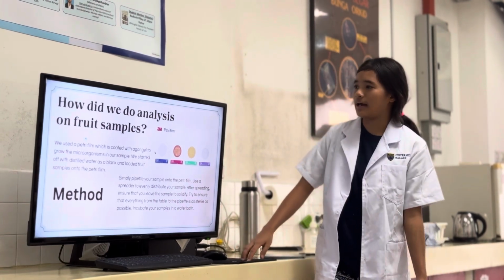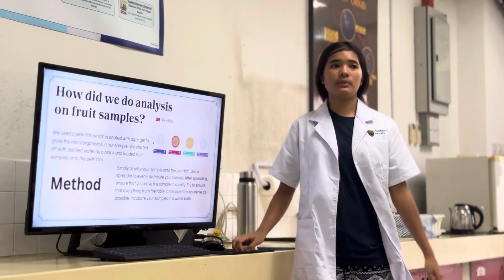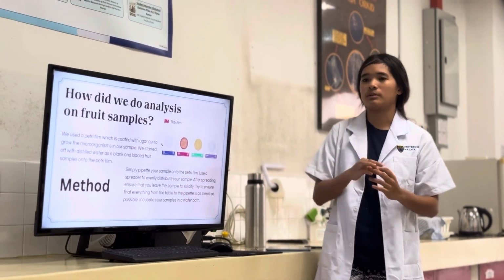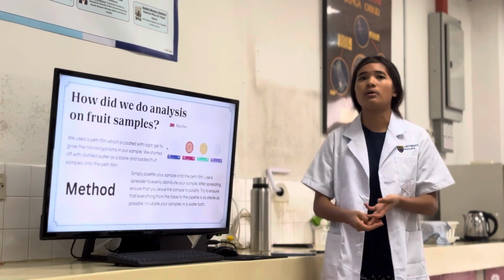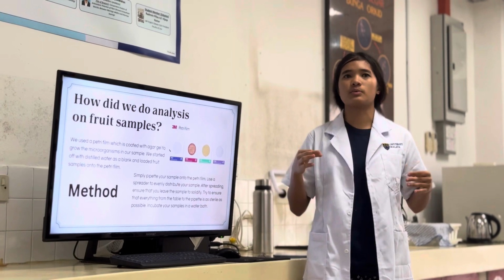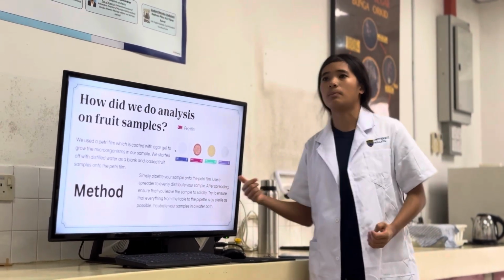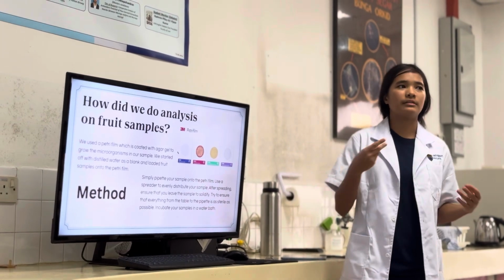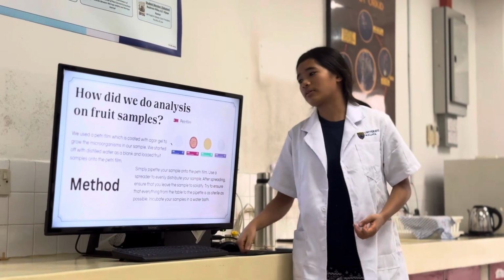Okay, so how did we actually do analysis on the food samples? We used a Petri film, which is coated with agar gel and nutrients, which help the microorganisms grow. So when we incubate it, you can see it visually. Considering that we had many different types with the aerobic count, they're also colored differently so that it's easier to visualize the different types of microorganisms.